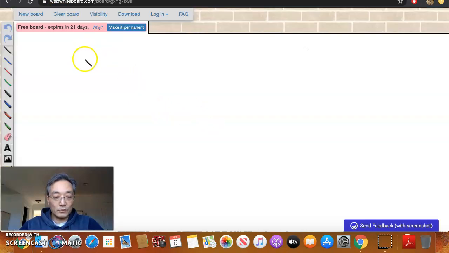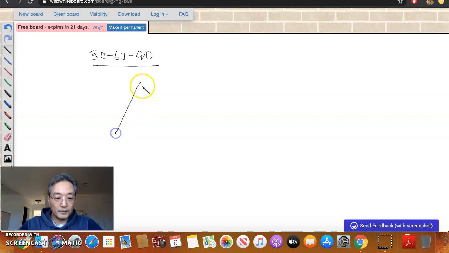And now let's take a look at our next special right triangle, which of course is the 30, 60, 90 right triangle. And the 30, 60, 90 right triangle kind of looks like this. Again, it's a 90-degree right triangle. And this larger angle here is the 60-degree. The smaller angle here is the 30-degree. Okay?